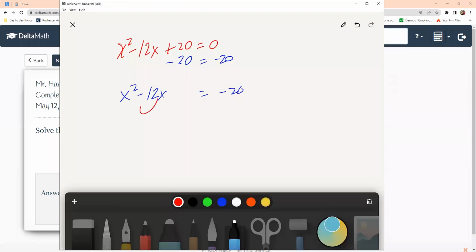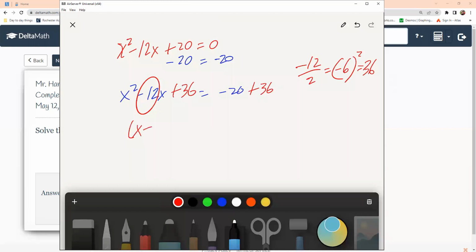I'm going to take the -12, going to divide it in half, get a -6. Then I square it, get 36. So I'm going to add 36 to both sides. And now I can factor this. This is going to be (x - 6)² = -20 + 36, which is going to be a positive 16. Then I'm just going to take the square root of both sides.